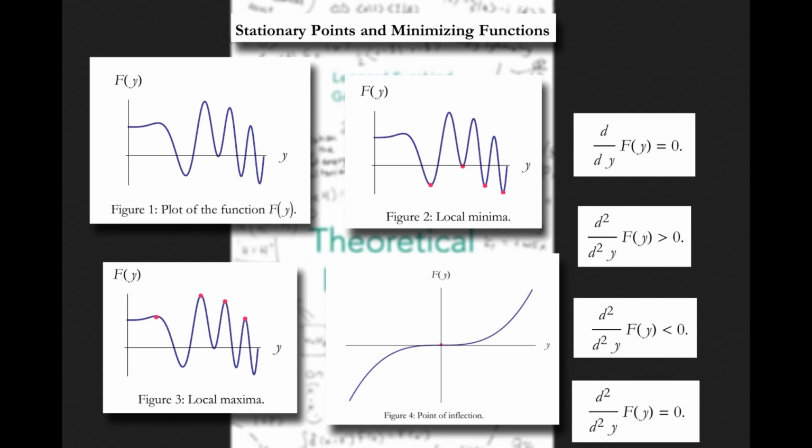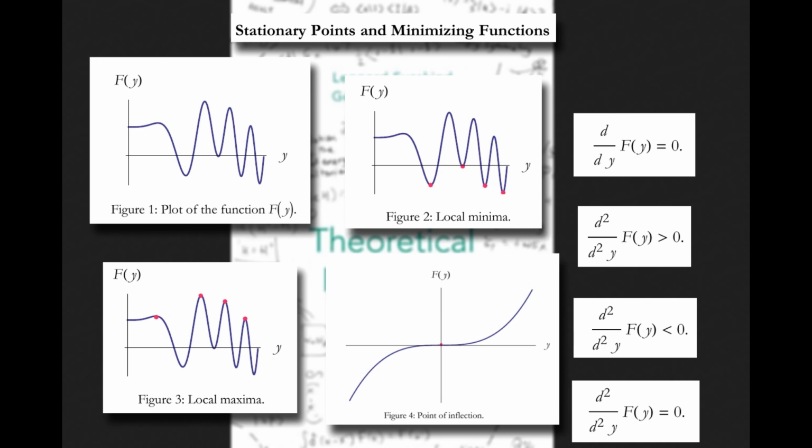One condition for a local minimum is that the derivative of the function with respect to the independent variable at that point is 0. This is a necessary condition, but not a sufficient condition. This condition defines any stationary point. The derivative of F(y) with respect to y equals 0.